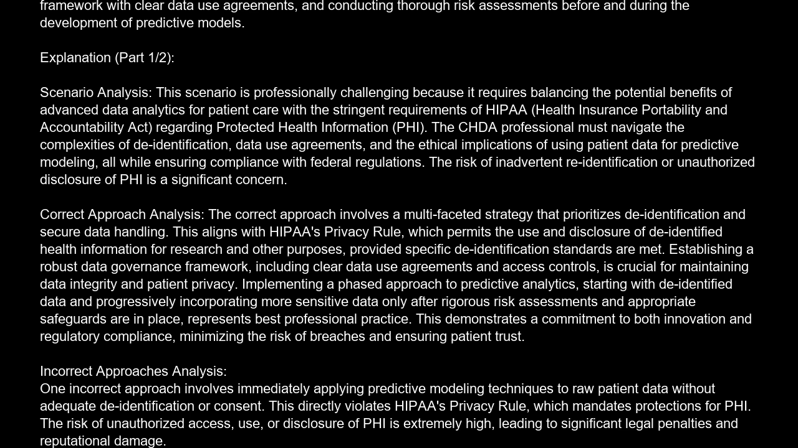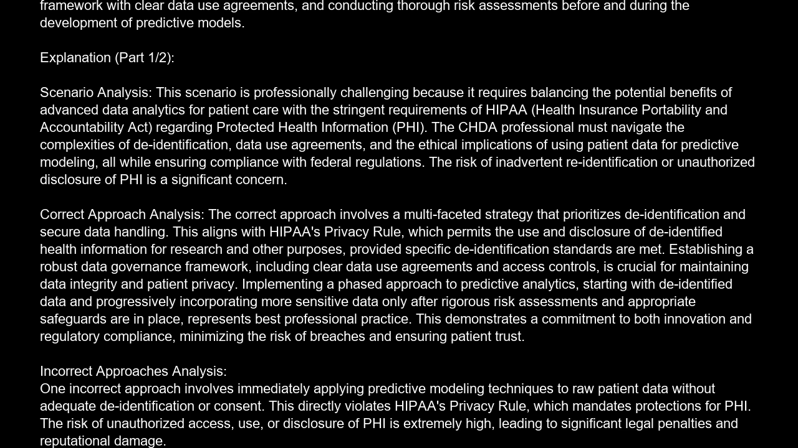Explanation. Scenario analysis. This scenario is professionally challenging because it requires balancing the potential benefits of advanced data analytics for patient care with the stringent requirements of HIPAA, Health Insurance Portability and Accountability Act, regarding protected health information, PHI. The CHDA professional must navigate the complexities of de-identification, data use agreements, and the ethical implications of using patient data for predictive modeling, all while ensuring compliance with federal regulations. The risk of inadvertent re-identification or unauthorized disclosure of PHI is a significant concern.